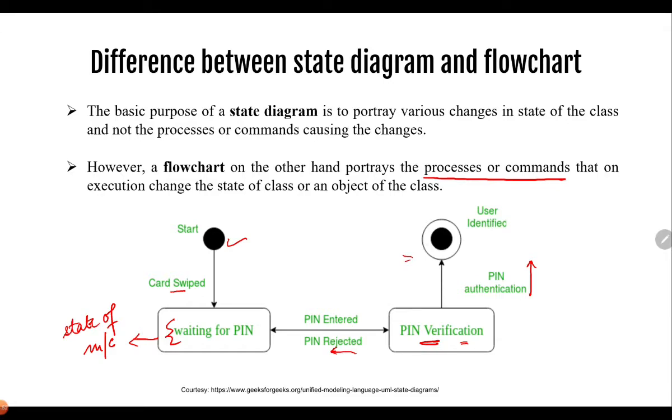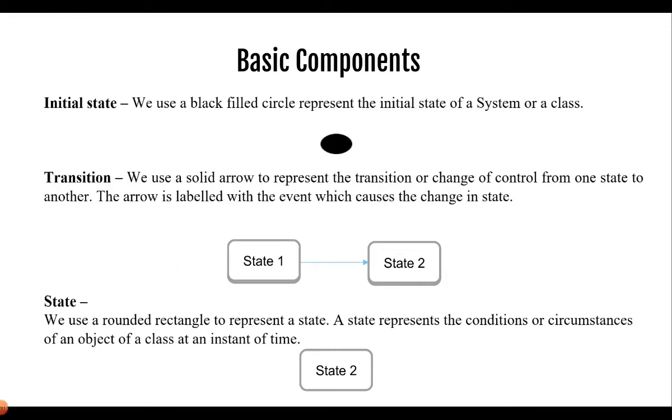Now this is quite similar to what we have already done in our activity diagrams. So the notations are almost similar. However, we have to remember that in activity diagram, we also deal with processes or commands. However, here we will be dealing only with the state of the system that the current class or current state is in. Some of the basic components.